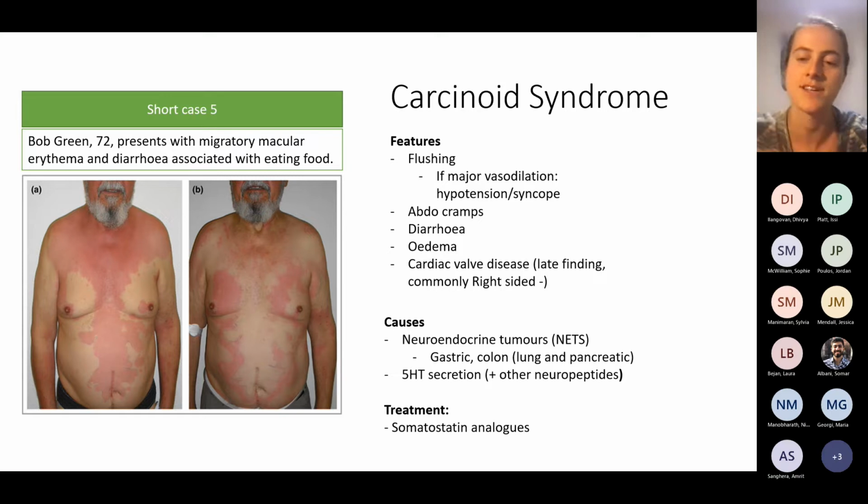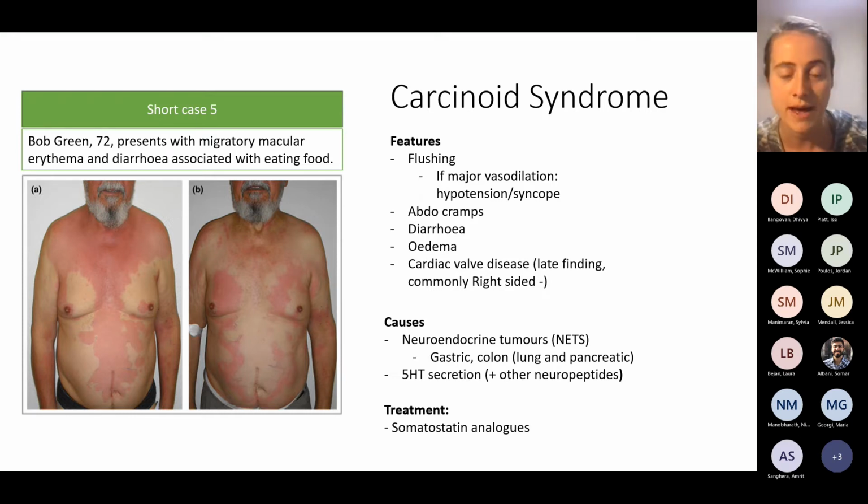Yes, well done. Well picked up, guys. That's great. Yes, so this is carcinoid syndrome. So the major features will be flushing, and if it's really, really severe, then they can actually pass out from the low blood pressure. They get cramps, diarrhea. They can get quite a deep edematous.